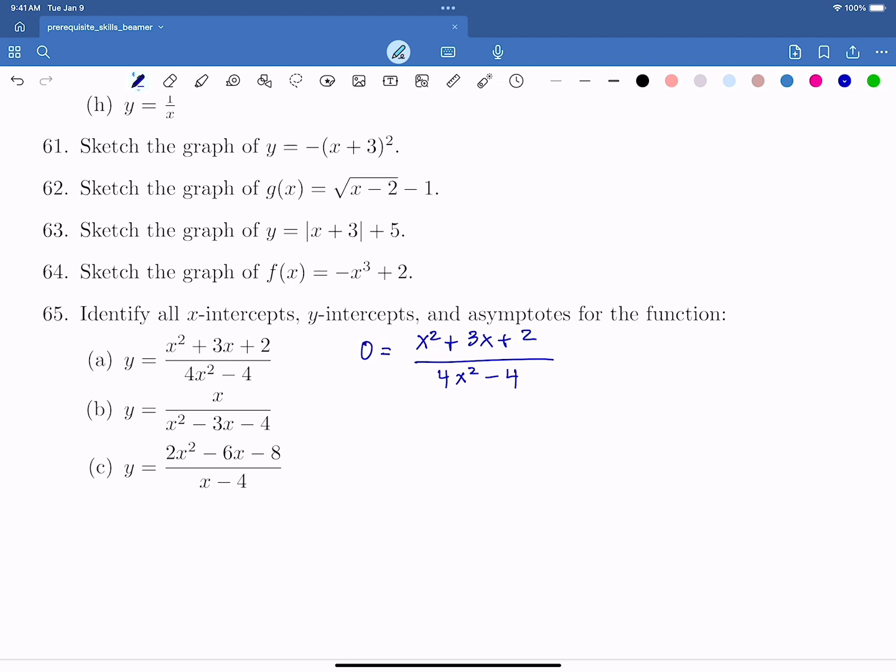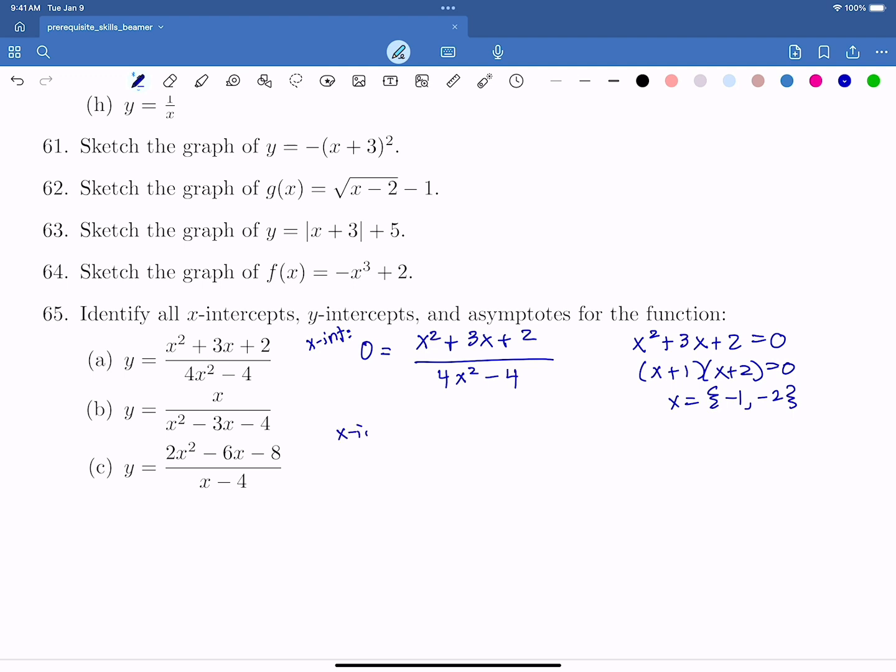So first of all, our x-intercepts, we let y equal 0. This is a fraction. A fraction is only equal to 0 when the numerator is equal to 0. So I'm finding x-intercept right now. All right, so I set the numerator equal to 0. We practiced solving these quadratics already. This is factorable. (x plus 1)(x plus 2) equals 0. So set each factor equal to 0. X equals -1 or -2. That means I have 2 x-intercepts.